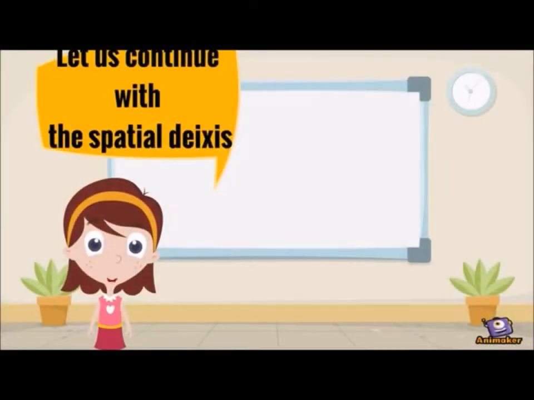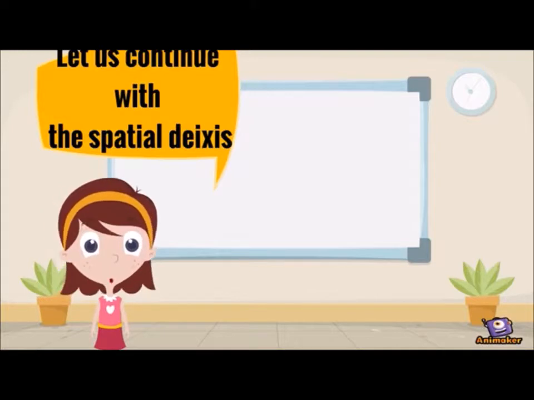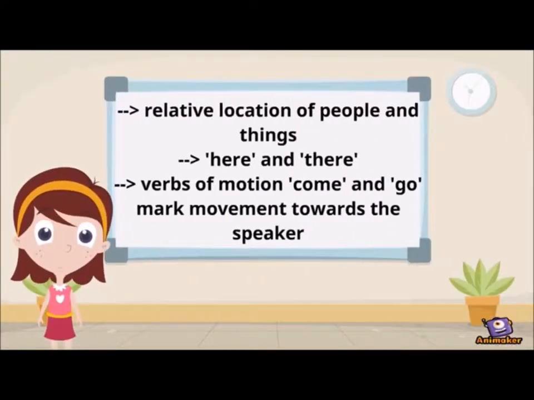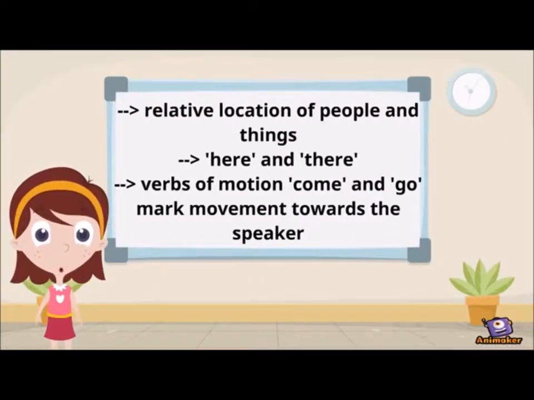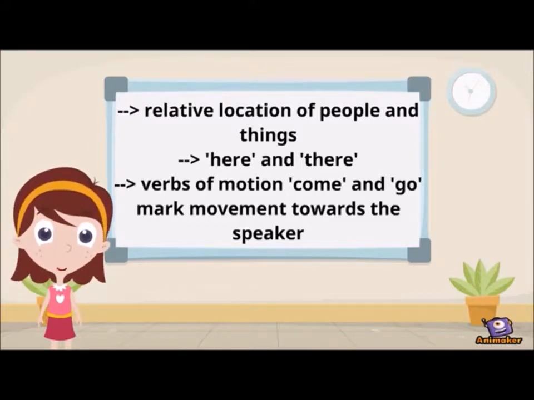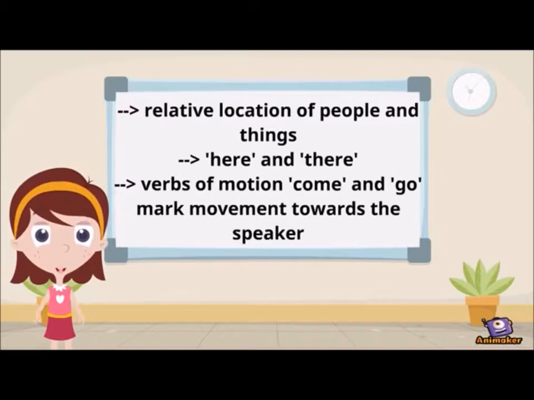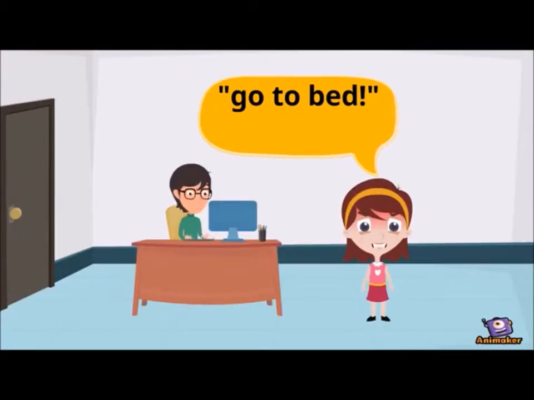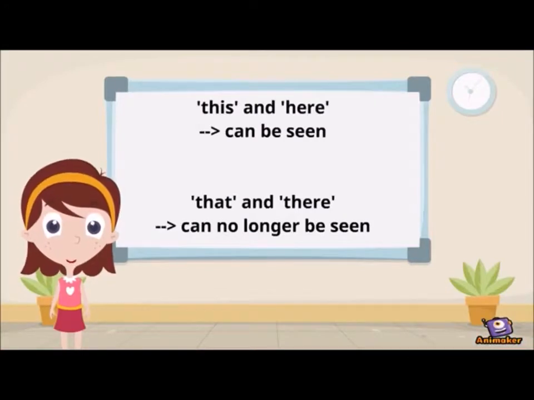The concept of distance, already mentioned, is relevant to spatial deixis, where the relative location of people and things is being indicated. Contemporary English makes use of only two adverbs, which are here and there, for the basic distinction. Some verbs of motion, such as come and go, retain a deictic sense when they are used to mark movement towards the speaker, for example, come to bed, or away from the speaker, go to bed.